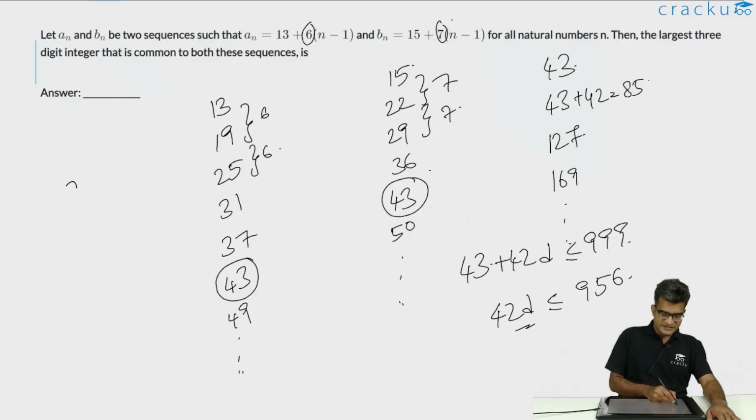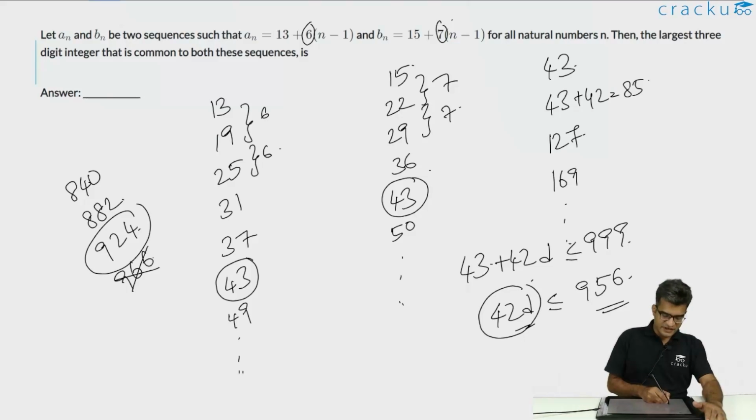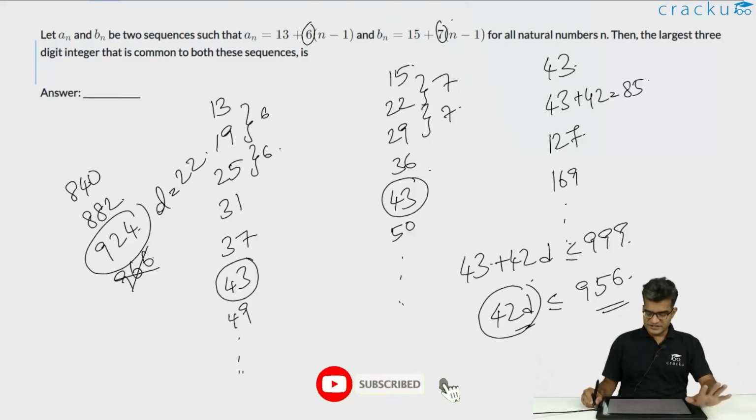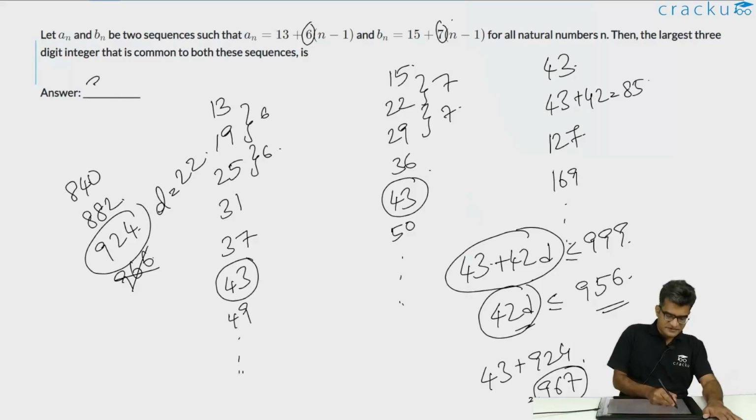D therefore has to be, this is 840, which is 42 into 20. Then you add another 42, you have 882. You add another 42, you have 924. You add another 42, you get 966. This is greater than 956. So the largest value of 42D will be 924. In this particular case, D will be equal to 22. And therefore the largest common term for both the sequences will be 43 plus 42D, which is 43 plus 924, which is equal to 967. So the answer for this question is 967.